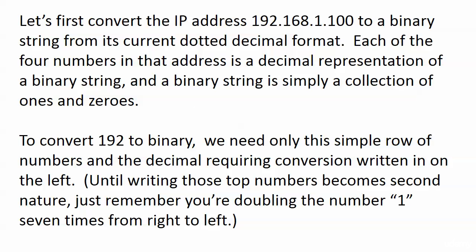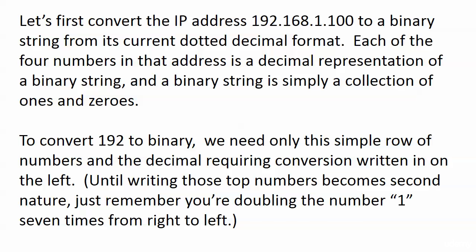First thing we're going to do is convert that IP address 192.168.1.100 to a binary string from its current dotted decimal format. That's what we call that. And each one of those numbers is in a separate octet. We have 4 octets in an IPv4 address. And you have to convert each one of these numbers individually to a binary string. You're not just going to sit down and convert all of those numbers together. They are separated in that dotted decimal format, and that's the way we're going to convert them.